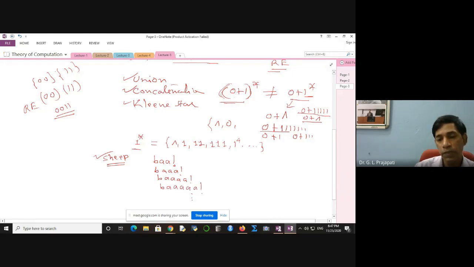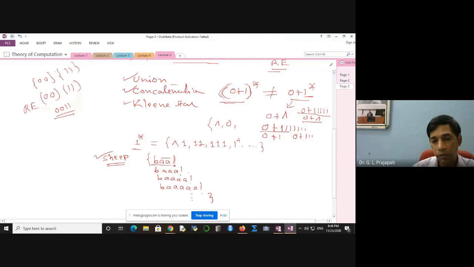So how can you represent this with the help of a regular expression? See what is fixed. B double A is the smallest one. The string B double A is the smallest one. Then here you have the triple A, 4 times A, 5 times A. Here the minimum is 2 times A. So this is the set of strings you have.